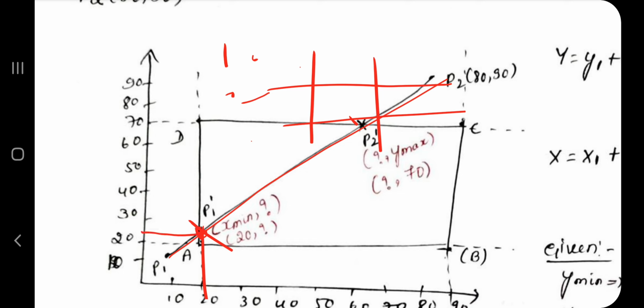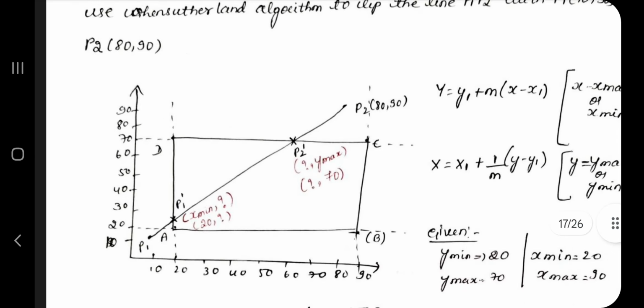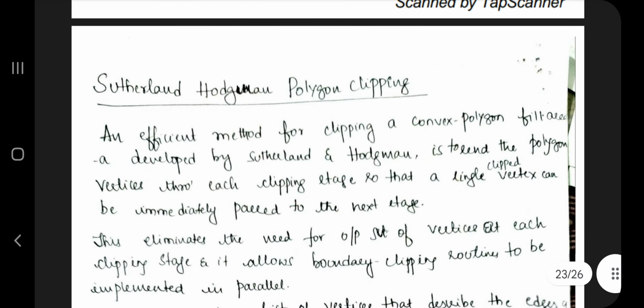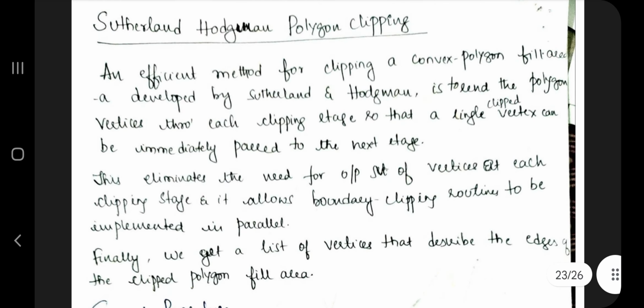If it is for y, you will find y. If it is for x, you will find x. After that, you will mention the cutting points and the line which is obtained at the output. That's all what I have written in the algorithm as well. Okay. Let's move on to the Sutherland Hodgman polygon clipping algorithm.